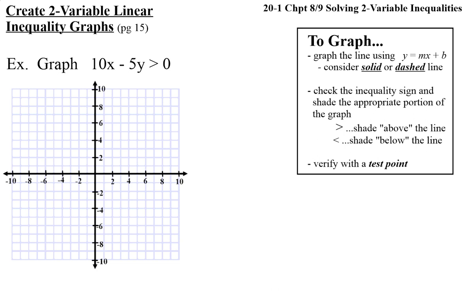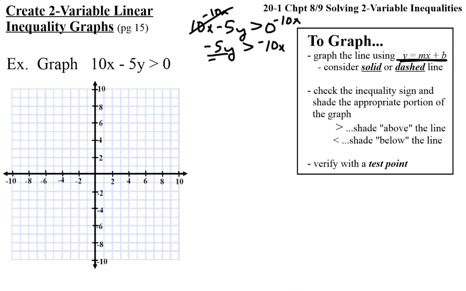All right, so this one might be argued to be a little trickier because, again, we want to graph y equals mx plus b. We have to do a little manipulating. So in this case, I'll take 10x minus 5y greater than 0, subtract 10x from both sides. Negative 5y is greater than negative 10x. Now I need to divide by negative 5.